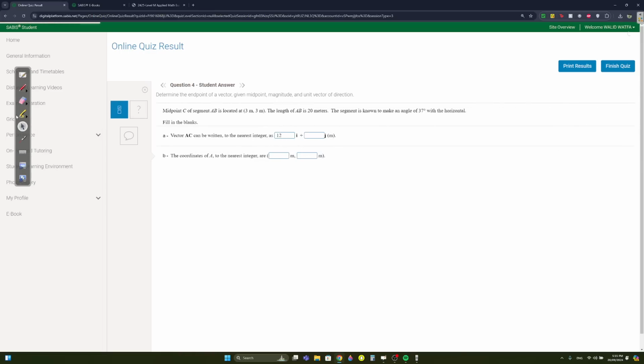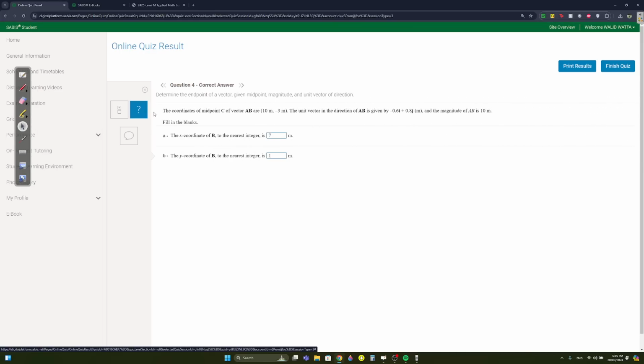So just remember for that question, if you see midpoint and you see distance, just halve it, okay? Because midpoint means in the half, in the middle. The coordinates of midpoint C of vector AB is 10 minus 3. The unit vector in the direction of AB is this. And the magnitude of AB is 10. Again, they want x coordinate of B and y coordinate of B.